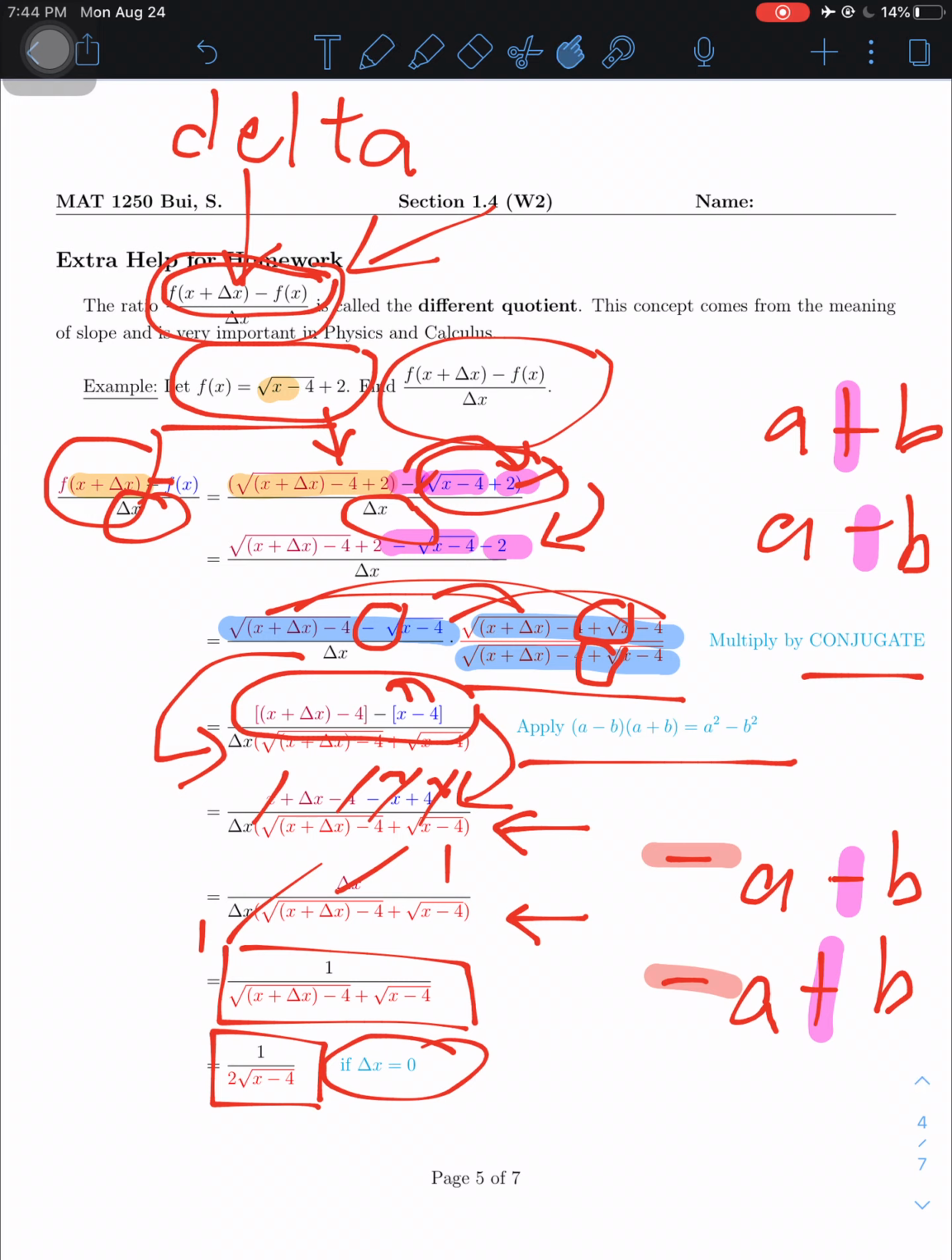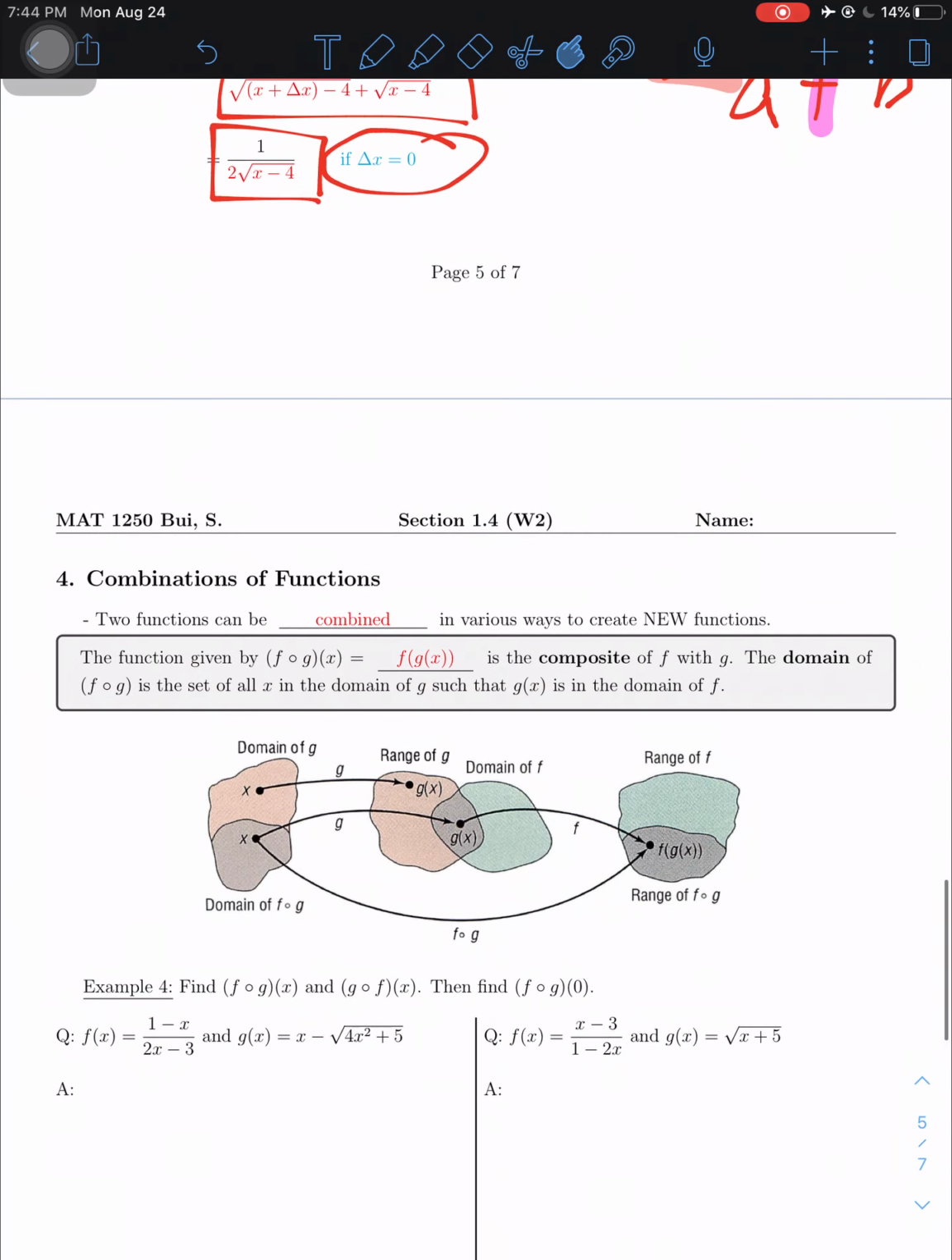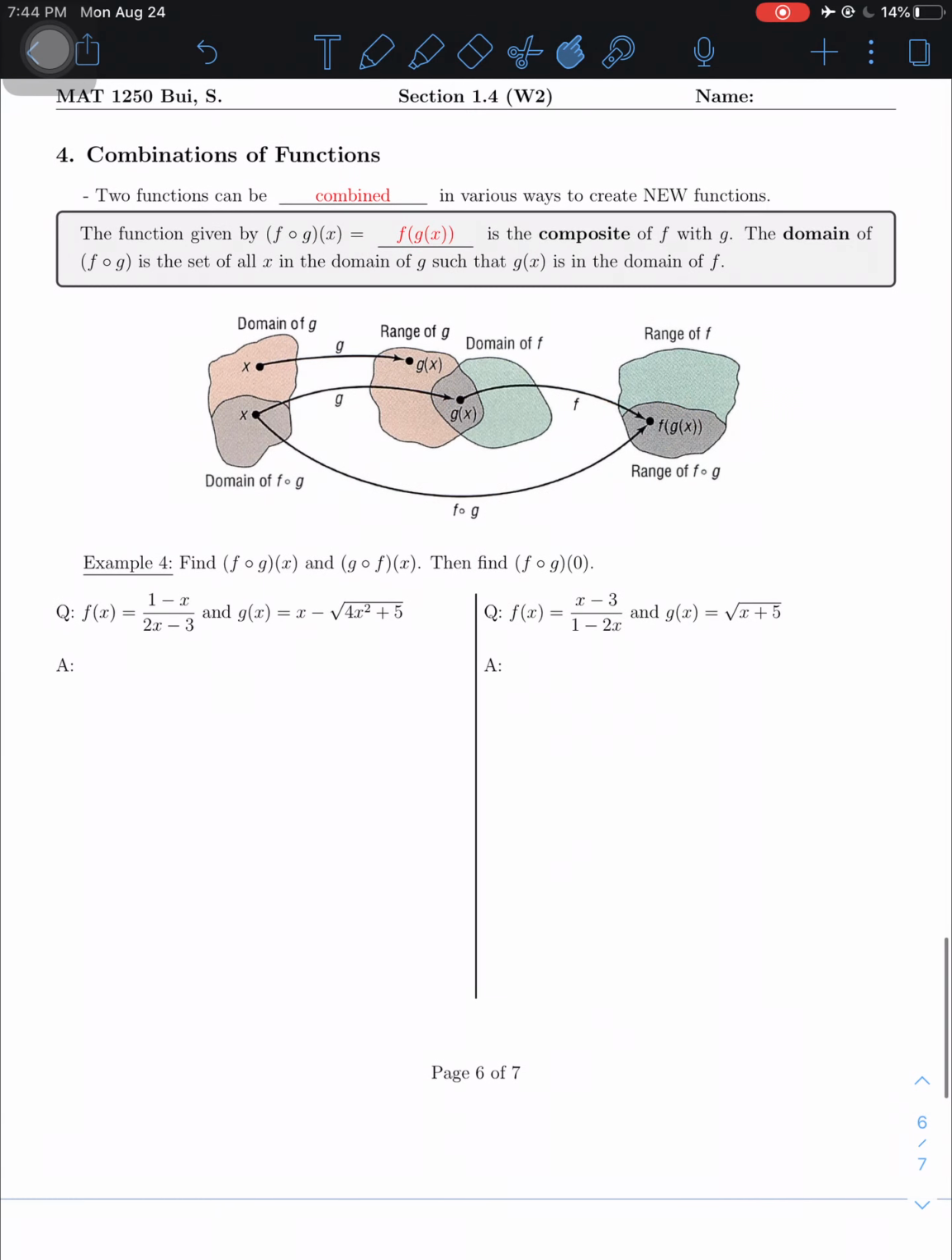And again, there's nothing to do on this page because there's no example. There's no other work to do. So just make sure you read it and understand it well. If you have any questions, let me know. Okay, next page. Combinations of functions.